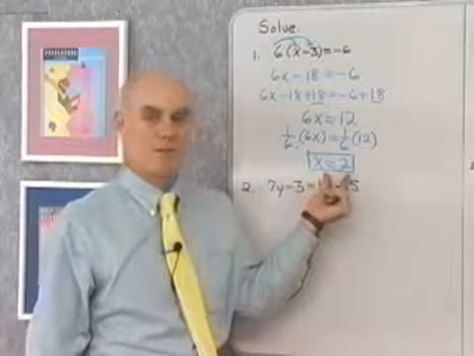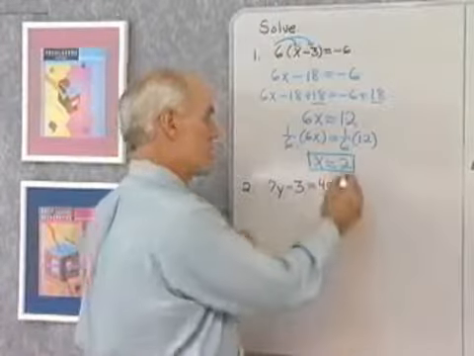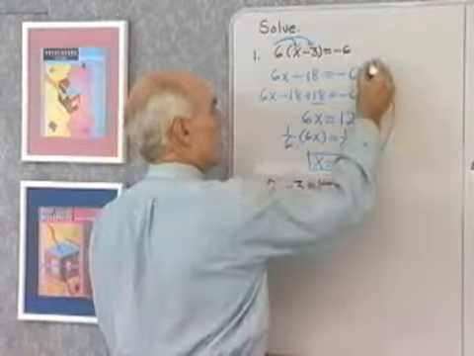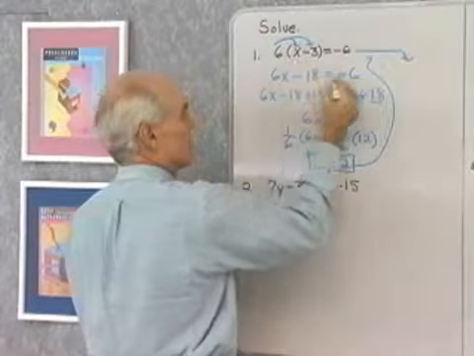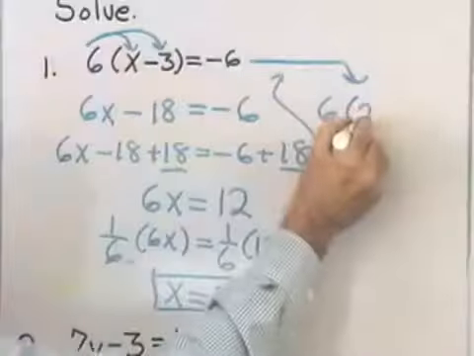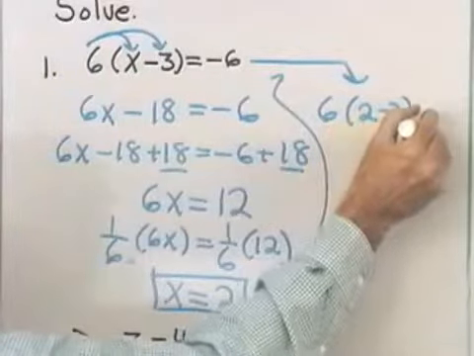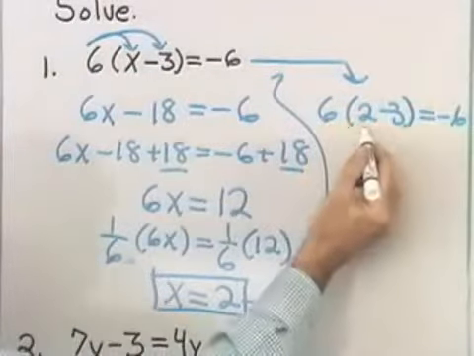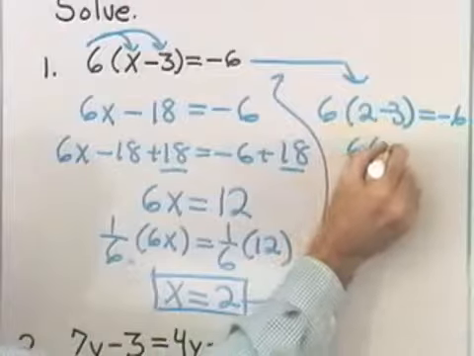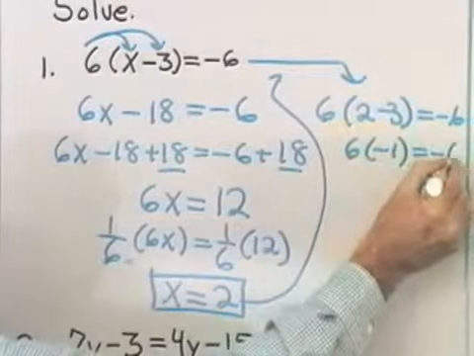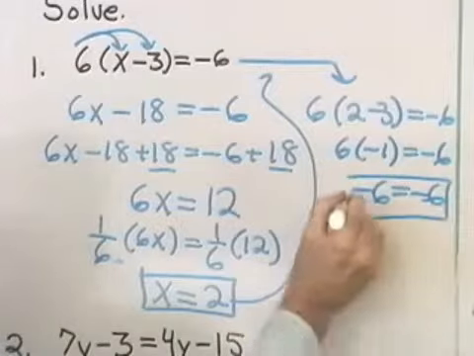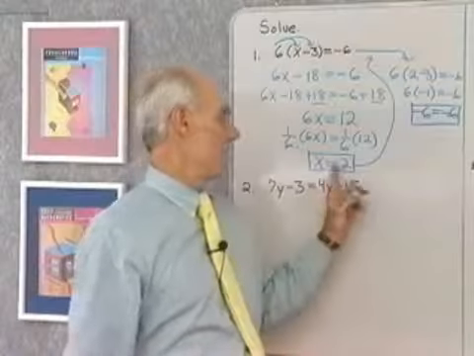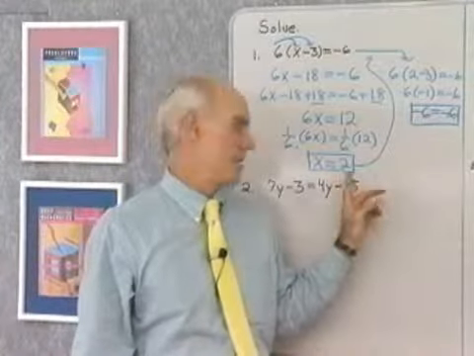Now before I leave this problem, I want to check this solution, x equals 2, back in this equation. So I'll substitute x equals 2 into this equation. I get 6 times 2 minus 3 equals negative 6. 2 subtract 3 is negative 1. And I end up with negative 6 equals negative 6. So you can see I get a true statement. That means that I was correct in my solution process and got x equals 2.